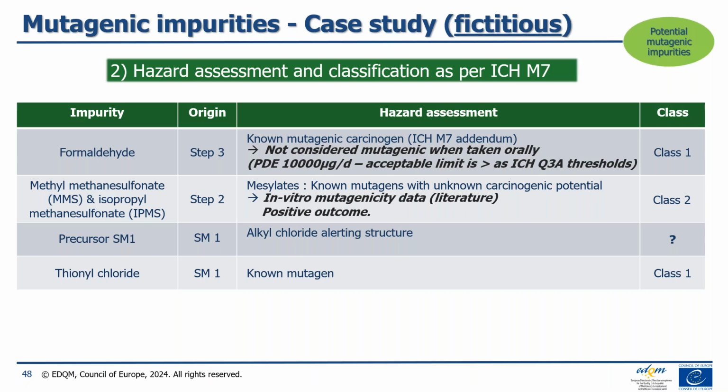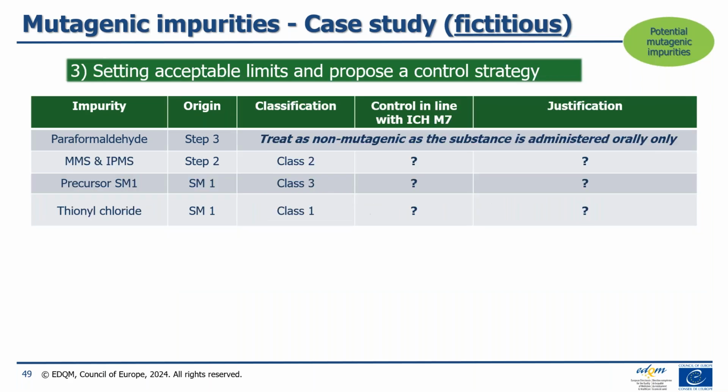Then coming to the potential byproducts from step 2, the mesylates, these are known mutagens but with unknown carcinogenic potential. There is in vitro mutagenicity data available in the literature, so we can classify them as class 2. And coming to the precursor, which shows an alerting structure, we will consider today that there is no database or literature data regarding its mutagenicity, so we will consider this impurity as class 3. And thionyl chloride is a known mutagen. It's also classified as class 1.